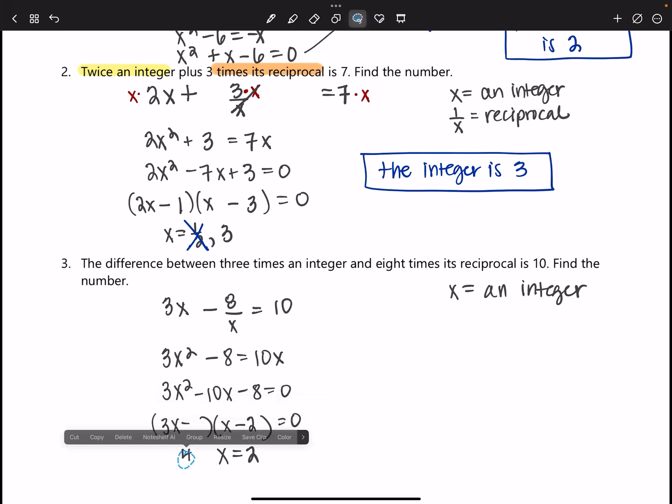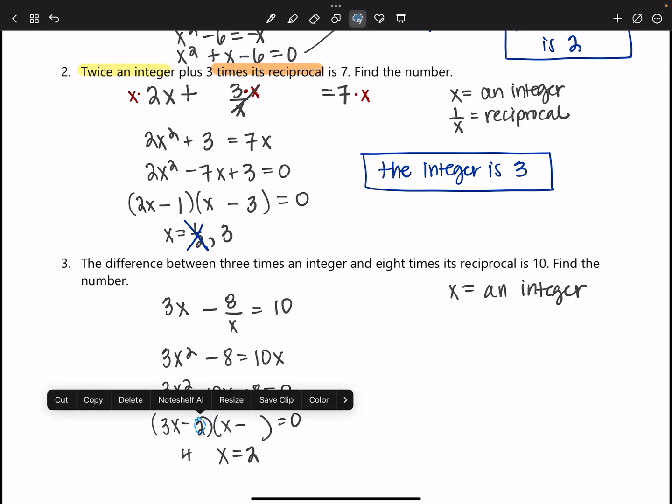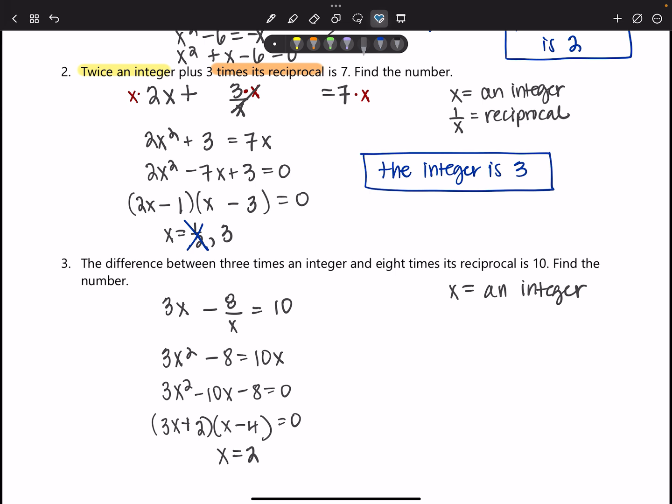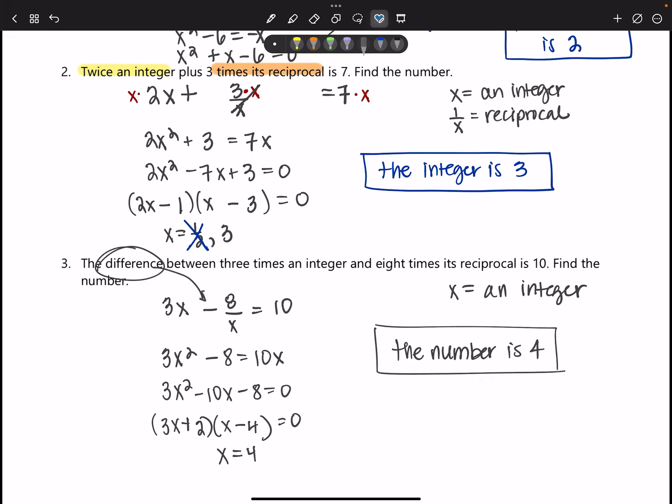Then I think that this is that, and then I think that I should have a plus right here. See, negative 12, yes, that's it. And it should be x equals 4. So you should have gotten x equals 4. So the number is 4. Okay, so the difference is subtraction.